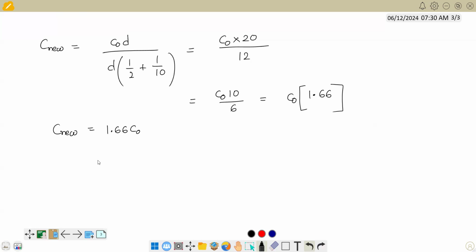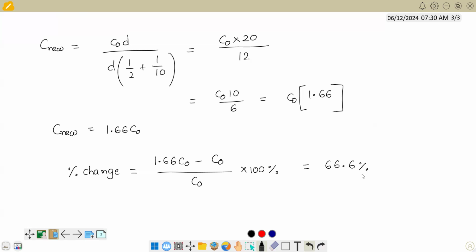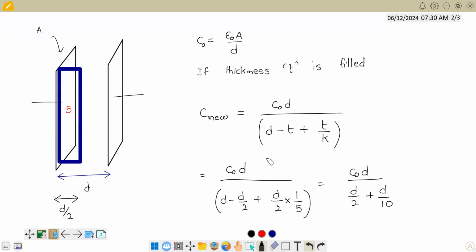He is asking for the percentage increase. So percentage change would be the final value 1.66 C naught minus initial value C naught, divided by C naught, into 100%. You can clearly say we are getting this as 66.6%, which is our option B. You might wonder how we got the other 6. We can write this as 1.66666 and so on, and we'll eventually get our answer as option B. Hope you understood how I have solved it. As you can see, the key part was using the formula directly.